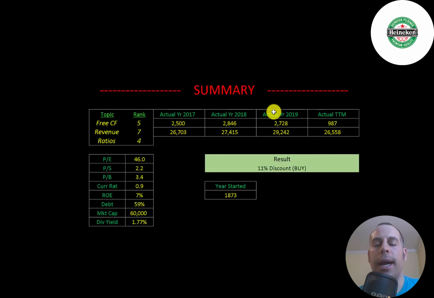So to summarize, I have them trading at an 11% discount. This company is definitely not going anywhere. It's been around for 148 years, and they're still generating a lot of revenue. Plus, they're able to still maintain paying a dividend. I ranked their free cash flow 5 out of 10 because it dropped a lot in the trailing 12 months. I ranked their revenue 7 out of 10. It's pretty strong each year. It did drop in the trailing 12 months. But most businesses suffered in 2020, and I ranked their ratios 4 out of 10.